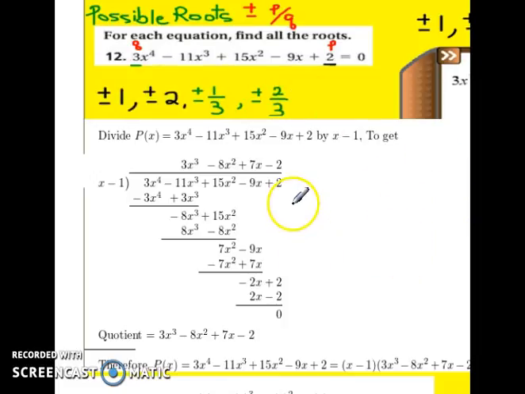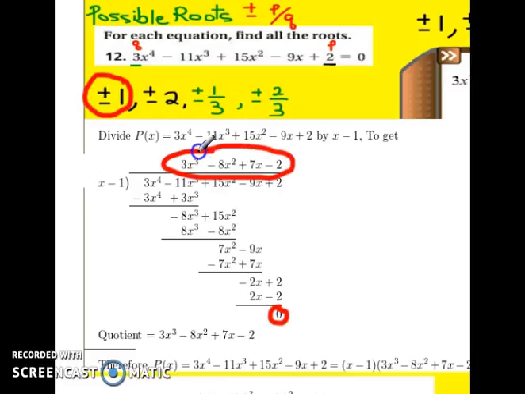Now I have to use synthetic division to figure out what are my possible answers. So if I go x minus 1, because I'm picking from this list, I get 0 for a remainder. You can use synthetic division or long division. That's how I got this cubic term. And then I'm going to continue the process again. I'm still using this list.